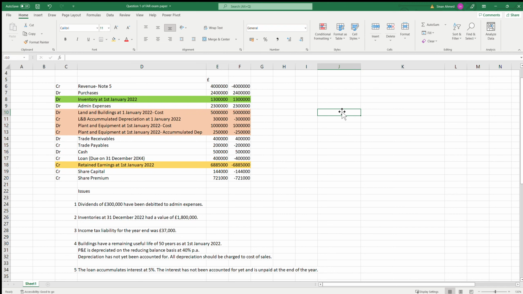Hi everyone, so today we're going to be looking at how to approach question 1 of the FAR exam paper, and this is the question where you have to prepare a statement of profit and loss and statement of financial position for a given year.